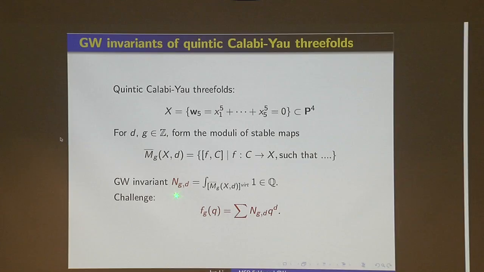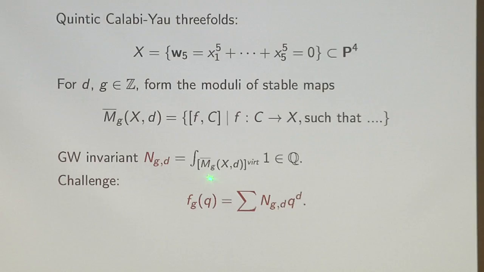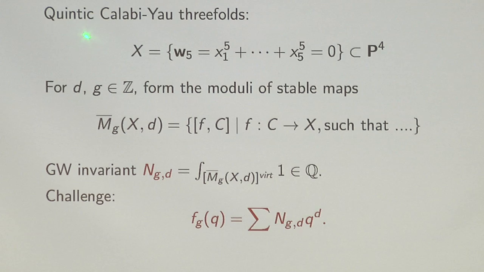And because it comes from the virtual cycle, this is deformation invariant when you deform the complex structure of X. So in other words, even though I just wrote a very special quintic, for any smooth quintic I get this number. So the challenge is that you write down this generating function, you have infinitely many numbers. I fix the genus g, and I let the degree d grow, and I put it into this q variable, and now the question is how to find this function.